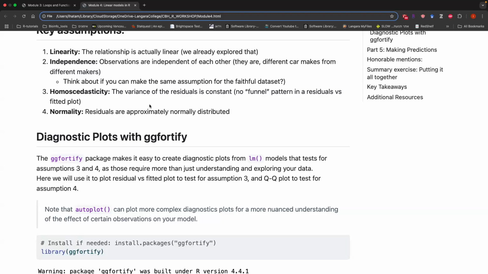Think about if you can make the same assumption for the faithful data set. I think you can. Homoscedasticity, that's the variance of the residual is constant. We don't see what we call a funnel pattern in the residual versus fitted plot. And normality, the residuals approximately are normally distributed.